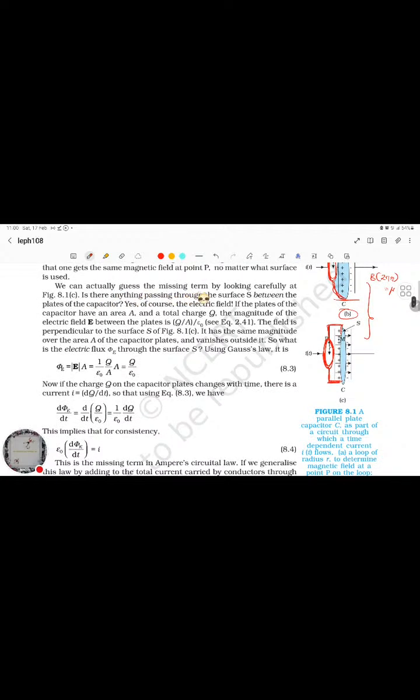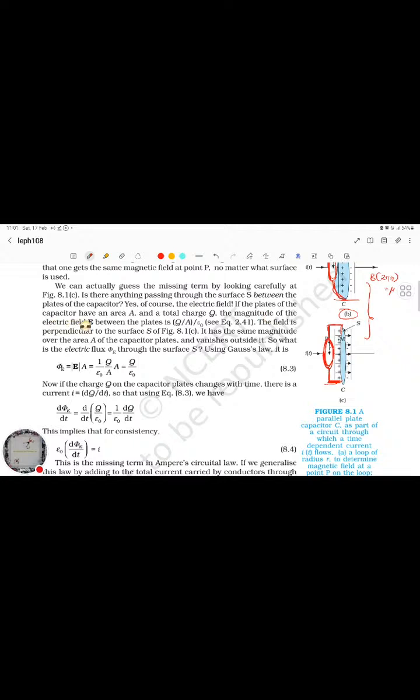We can actually guess the missing term by looking carefully at figure 8.1c. இப்போ figure 8.1c பார்த்தோன்னா கண்டிப்பாக we will be having certain idea அப்படின்னு சொல்கிறாங்க. ஸோ என்னன்றது பார்ப்போம். Yes, of course the electric field. ஸோ நம்ம என்ன மிஸ் பண்ணுறோம் அப்படின்னா எலக்ட்ரிக் ஃபீல்டு மிஸ் பண்ணுறோம். அதாவது அந்த கெப்பாசிட்டர் பிளேட்ஸில் அந்த கரண்ட் மூவ்மெண்ட்டின் காரணமாக there will be some amount of charge induced, and obviously there will be certain amount of electric field that will be induced as well.